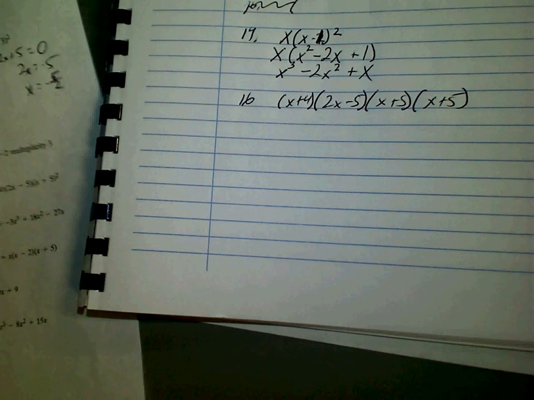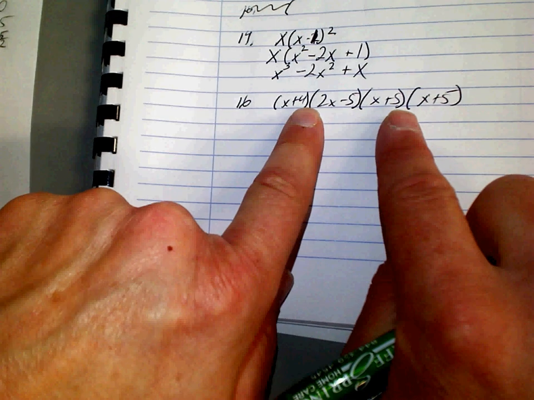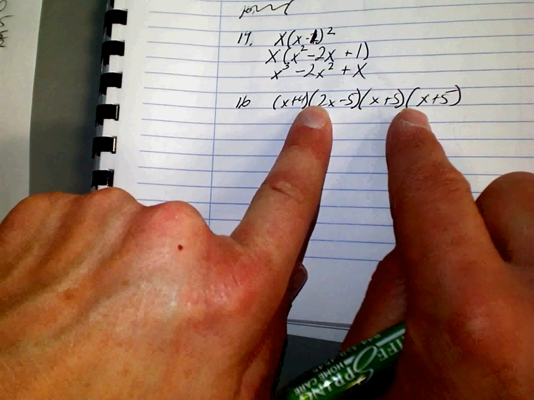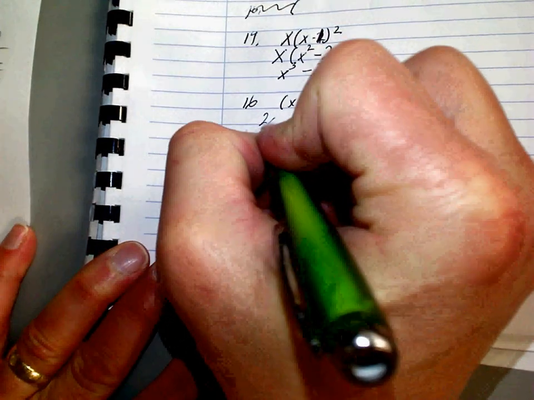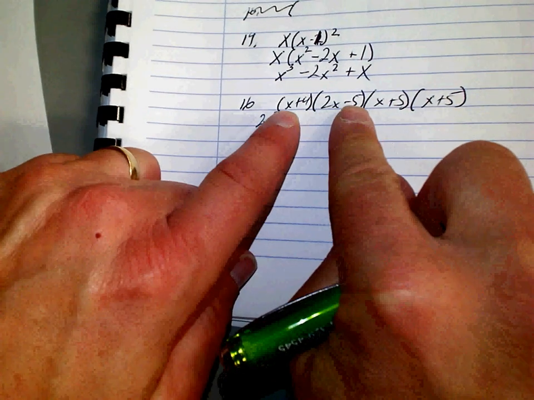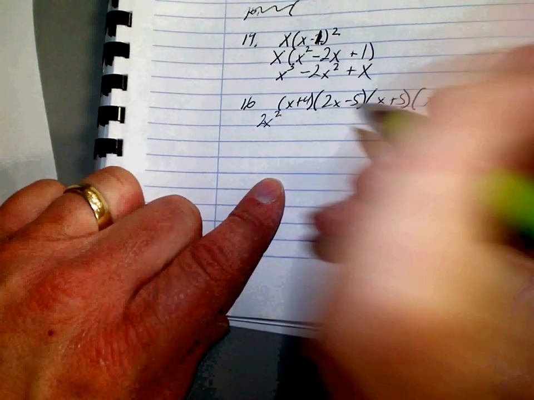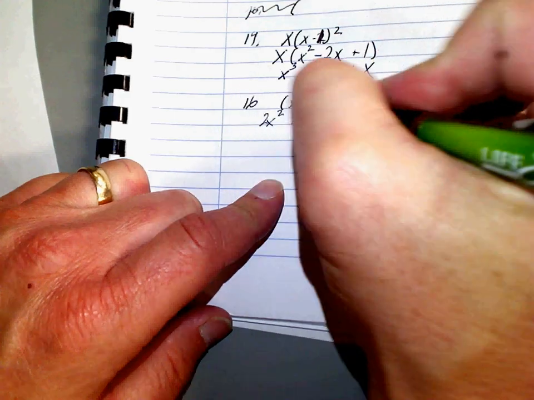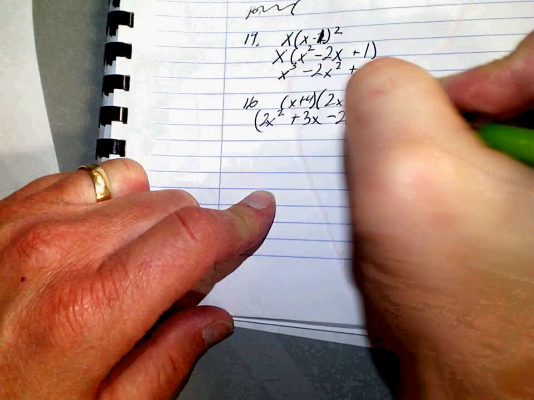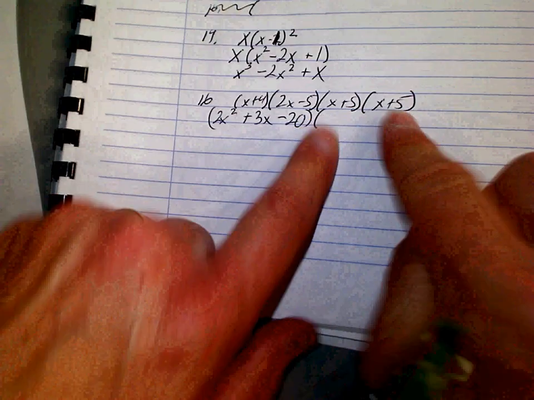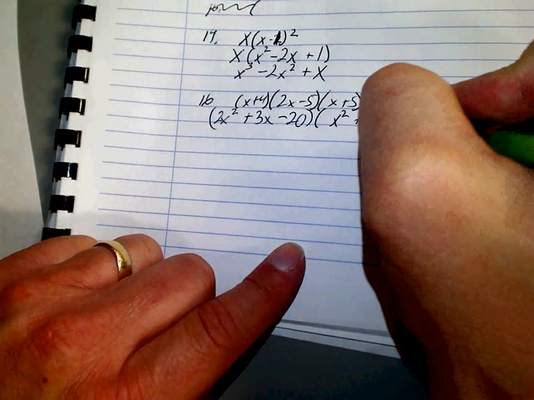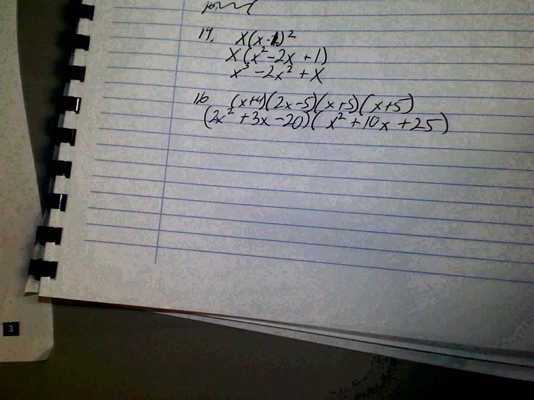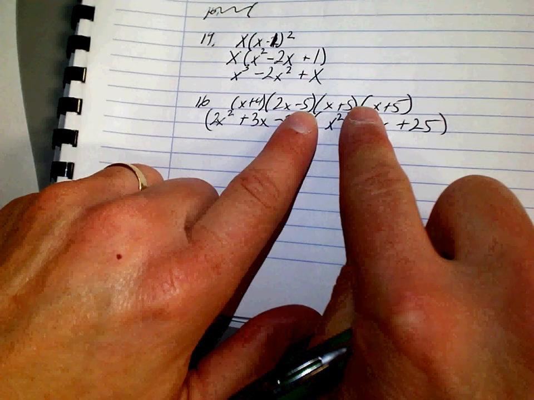Good. What I'm going to do is multiply these first two and these second two. We'll have two different trinomials then. The first two give you 2x squared, a negative 5x and a positive 8x, so that's plus 3x minus 20. And the second two give you x squared plus 10x plus 25. Hey, that is easy compared to what you're about to do.